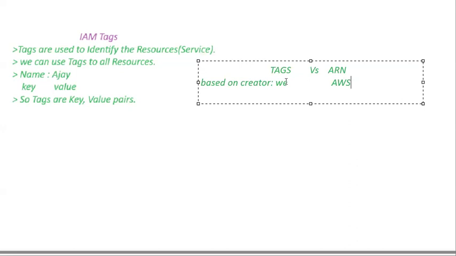Tags are created by us based on our need to identify the resource, whereas ARN is created by AWS. It's an Amazon Resource Name.